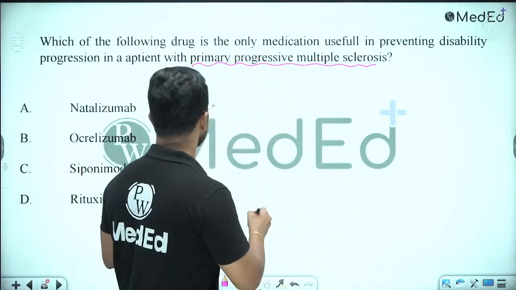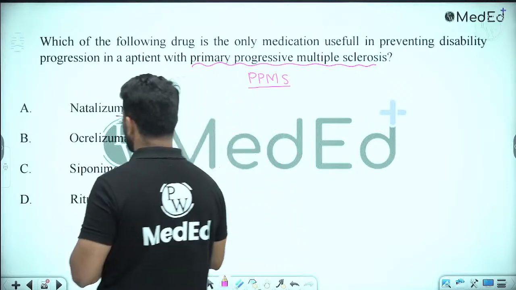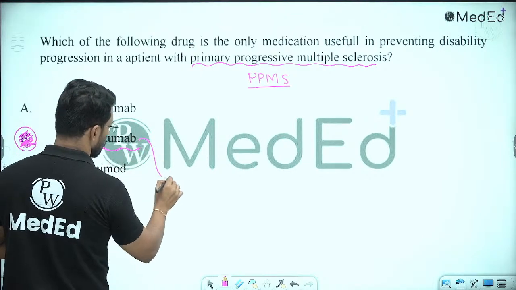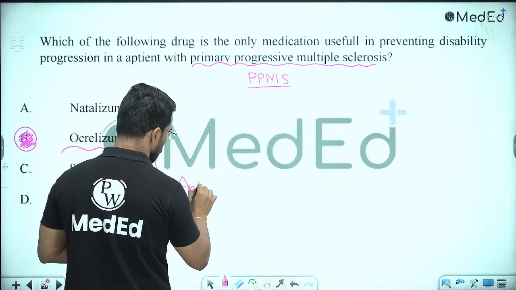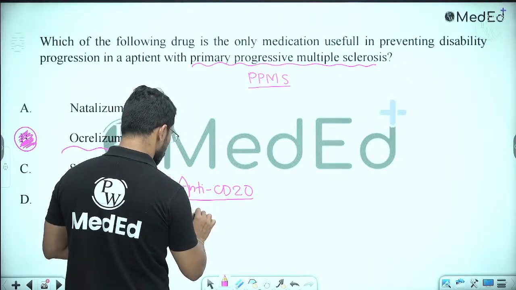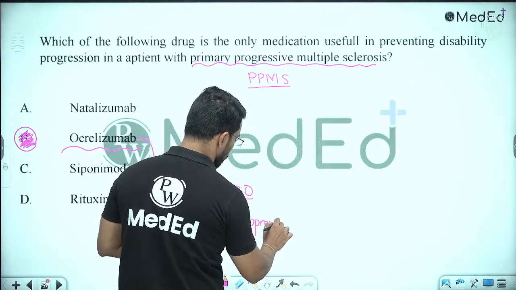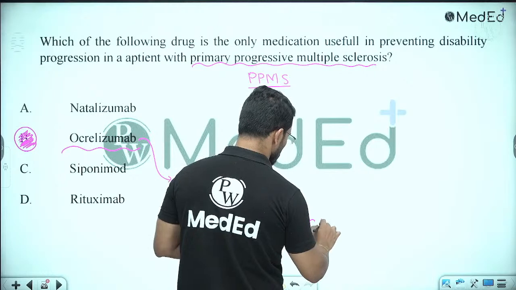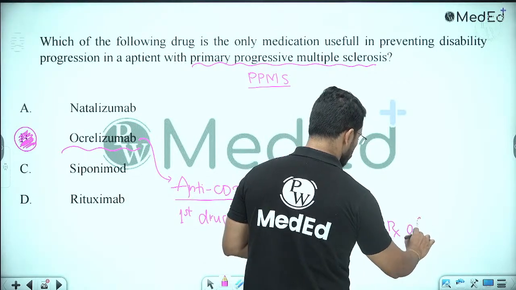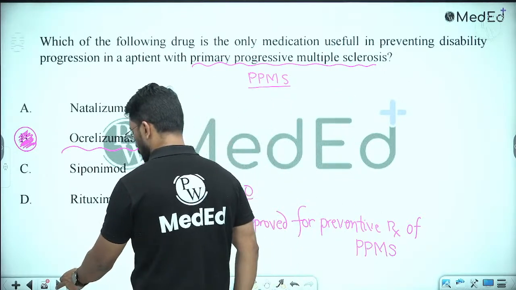Primary progressive multiple sclerosis. So when it comes to PPMS, we didn't have anything great to offer until the recent few years when this drug called ocrelizumab, however you want to pronounce it, was approved, right? It is a monoclonal antibody against CD20. Anti-CD20 monoclonal antibody, and this is the first drug approved for preventive treatment of primary progressive multiple sclerosis. Okay, now next question.